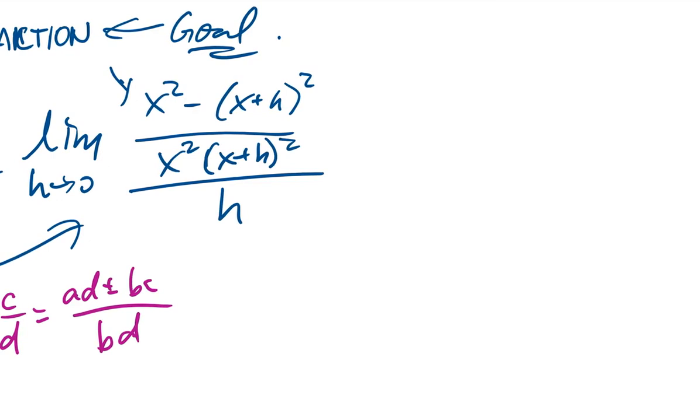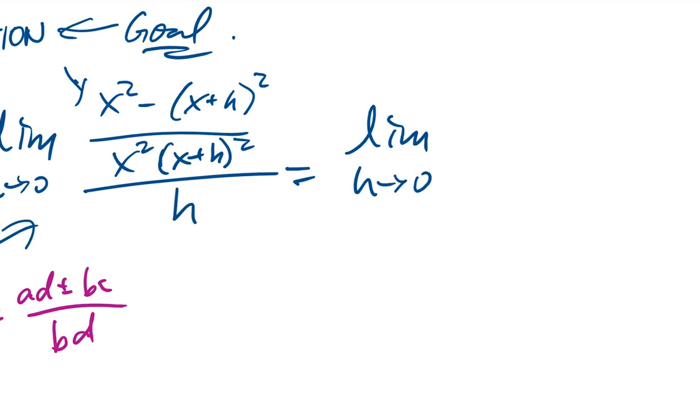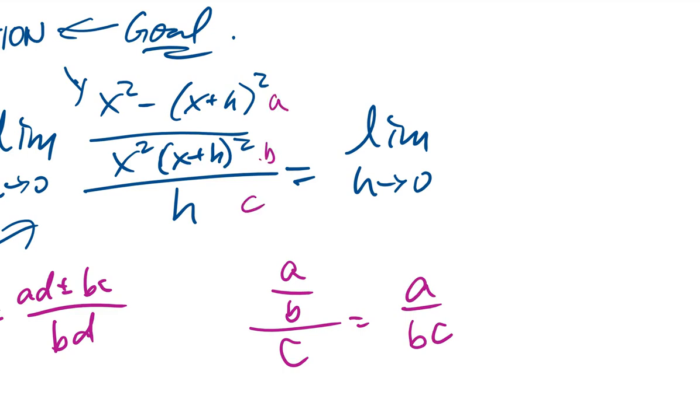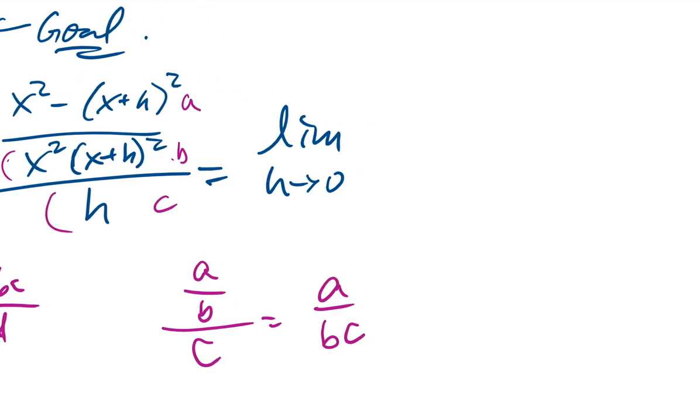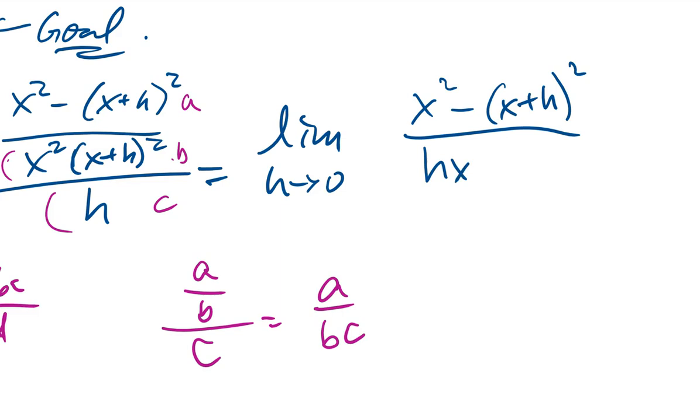Now I'm going to keep writing. I'm going to keep my limit going, limit as h goes to 0. This time I'm going to use a little fact: if you have a over b over c, this is a over bc. So here's a, here's b, and here's c. So I can combine this denominator here and this denominator here, and I'll get, let me write down the numerator, the numerator is x squared minus x plus h quantity squared over h times x squared times x plus h quantity squared.